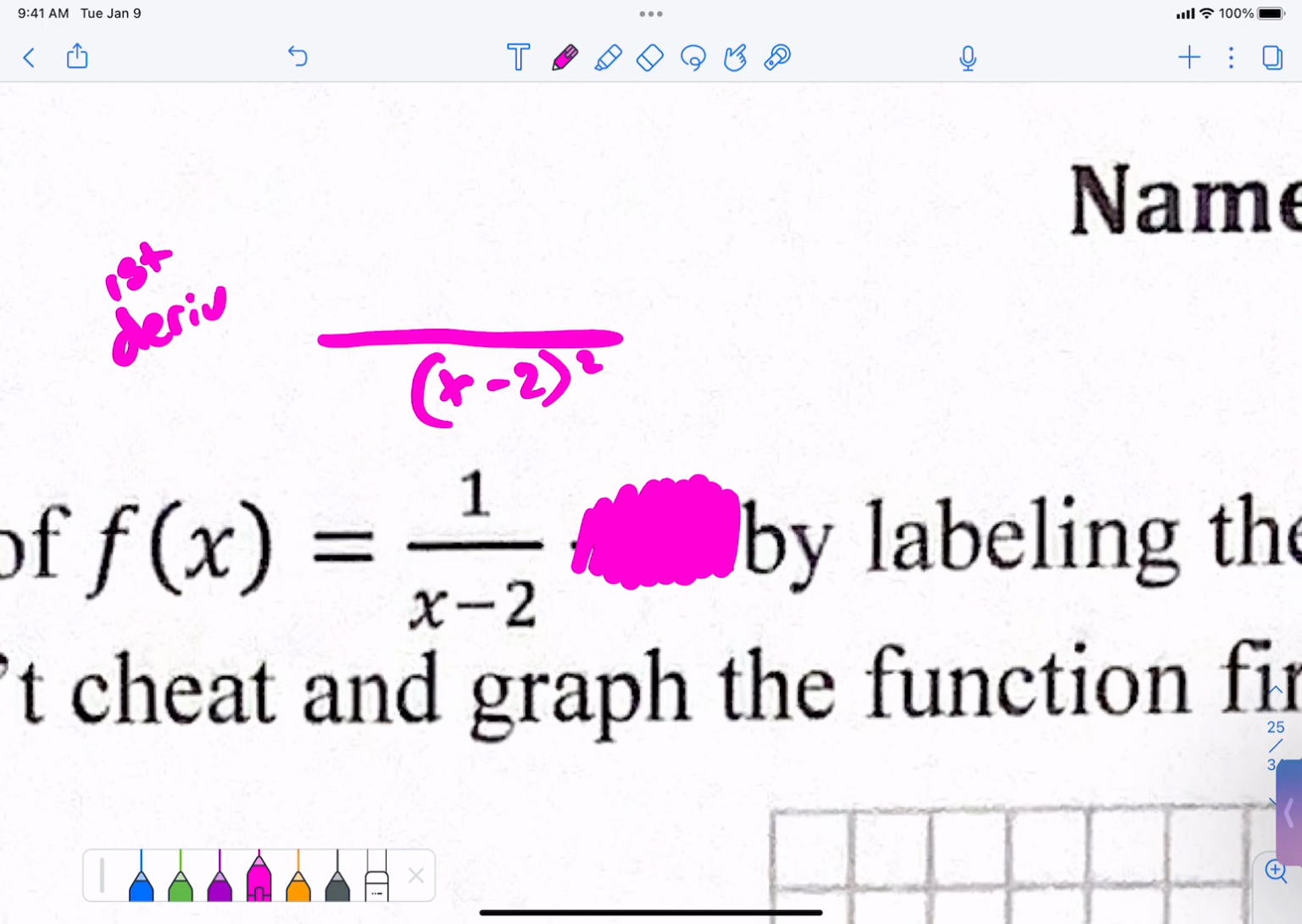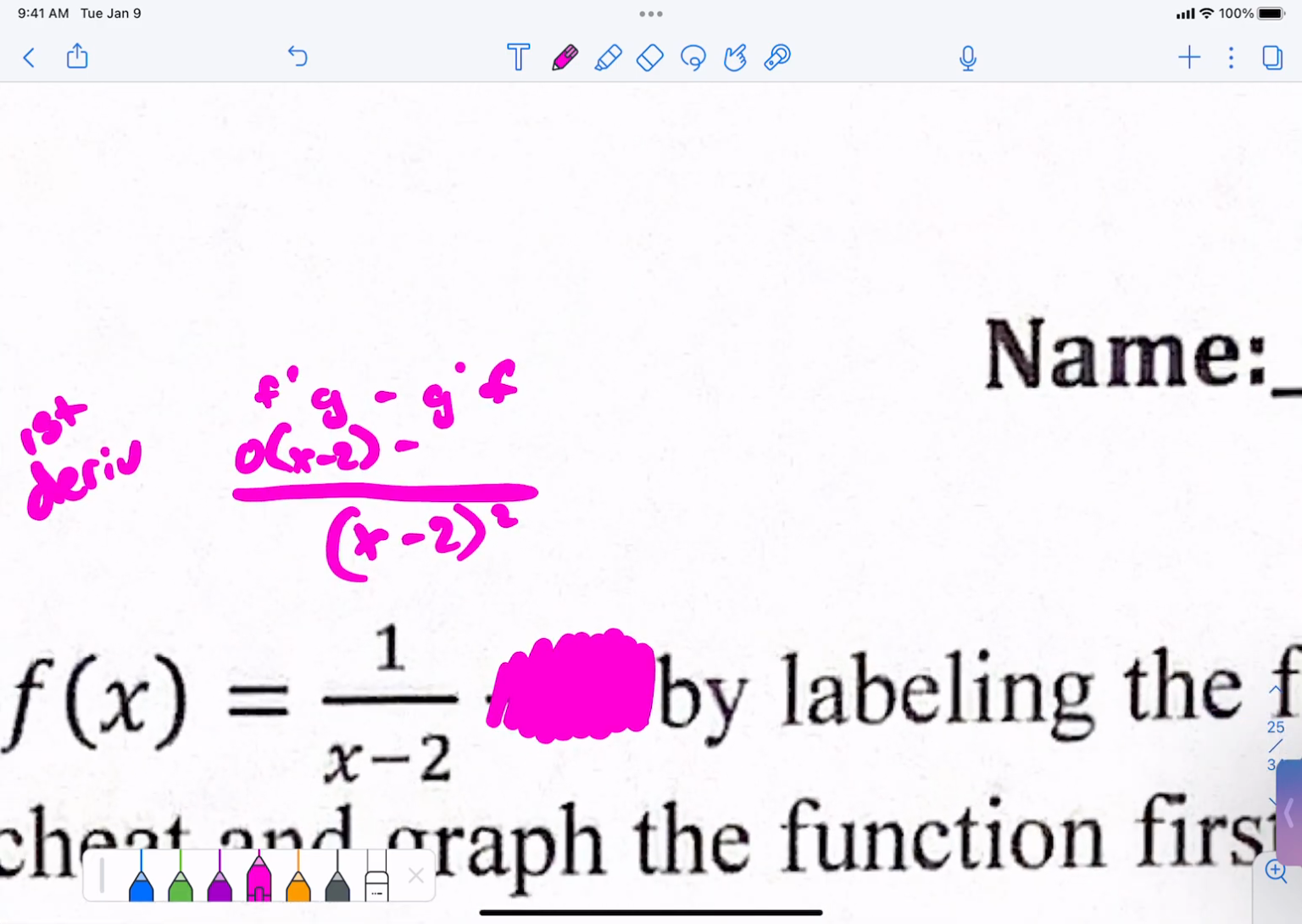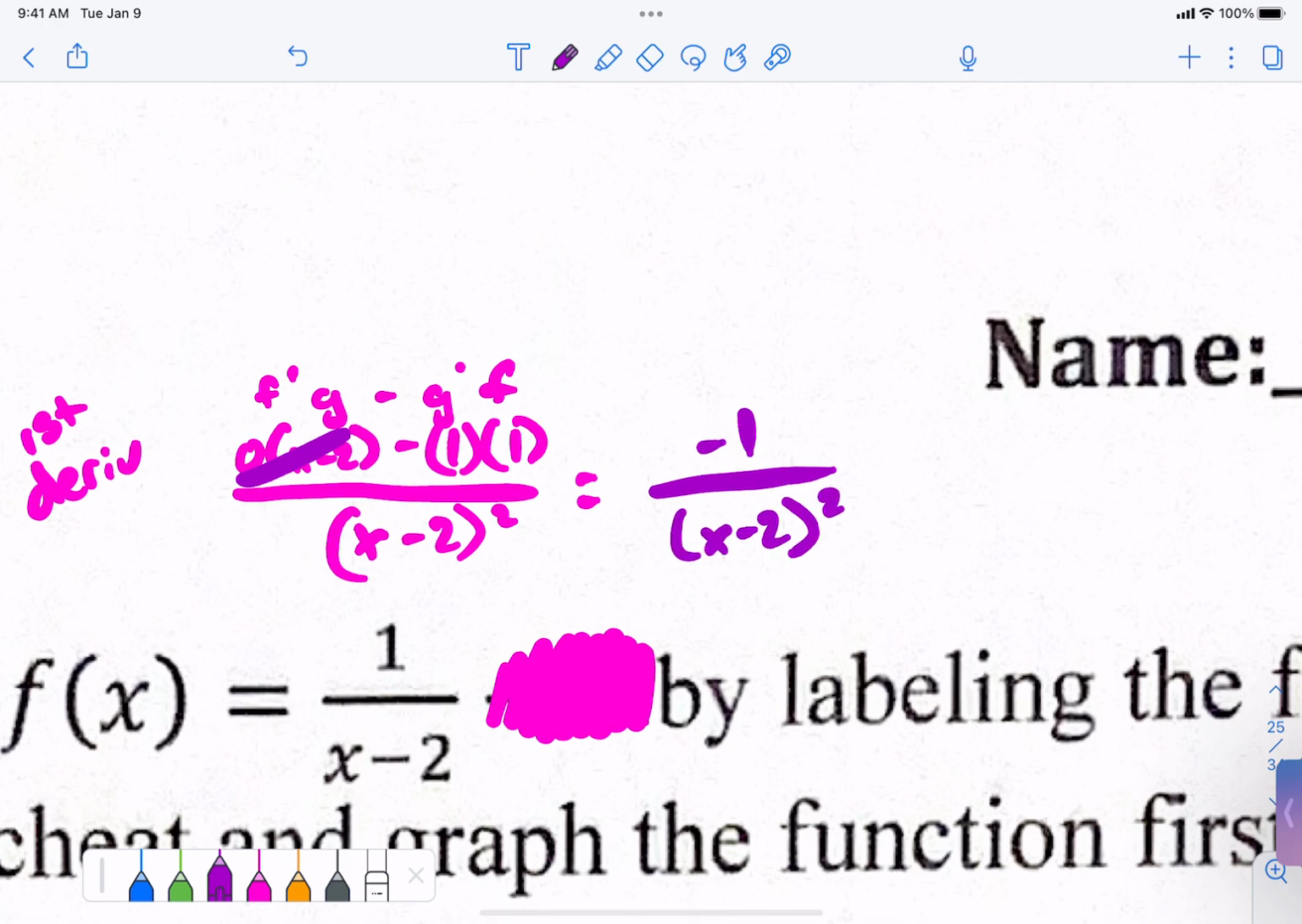You could do the chain rule if you want to move him to the top. Yeah, let's do chain. Whatever. F prime G minus G prime F. What's F prime? 0. 0 times whatever G is, we don't even really care because it's going to be 0. Minus G prime is 1 times F, which is 1. Hey, look at that. 0 times x minus 2 goes away, and so your top number is negative 1 over x minus 2 squared.